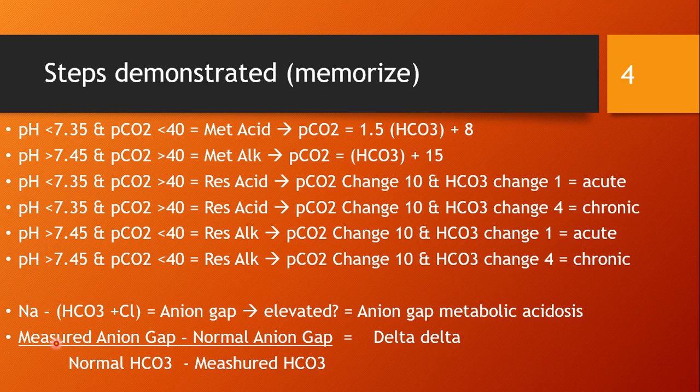Okay, so then you want to figure out the delta-delta ratio, or sometimes they call it the delta gap. What you do for that is you take the measured anion gap, what you just got, and you put that on top. On the bottom, you put the normal HCO3. Normal HCO3 should be like 24. On top, you take the measured anion gap and subtract the normal anion gap from that. And from the bottom one, you subtract the measured HCO3, whatever they had, big or small, and then you're going to get your delta-delta. Okay?